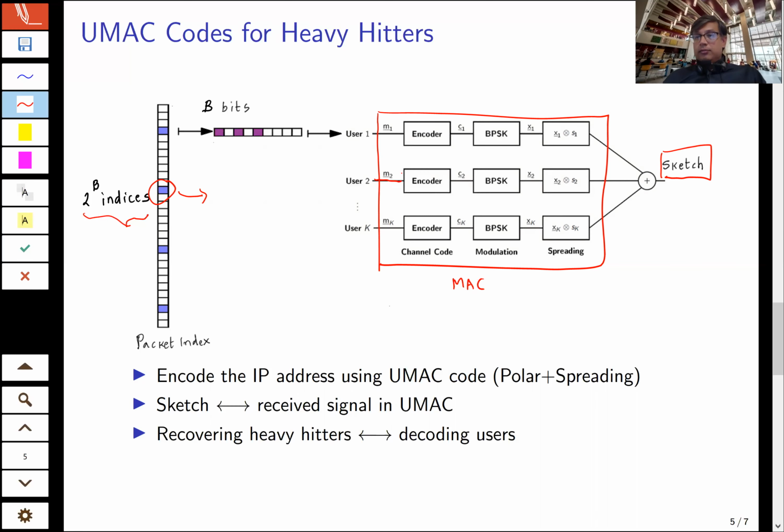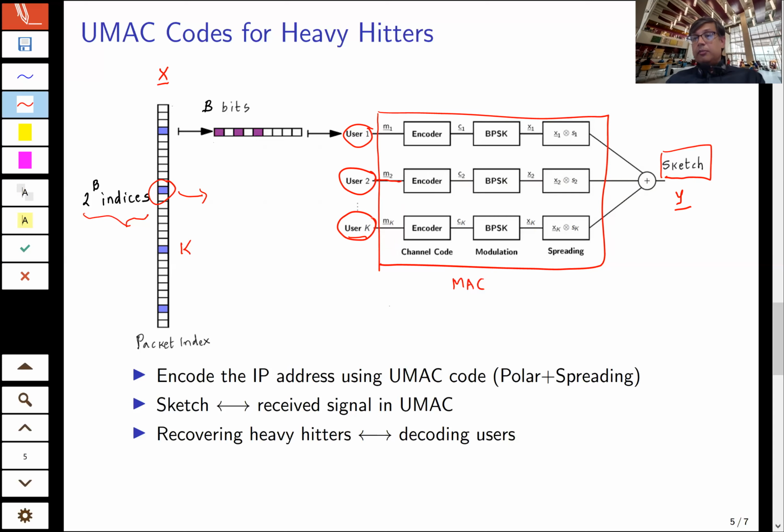So the K heavy hitters that we have here, we can think of each one of those heavy hitters as one user. And in the end, the sketch that we have is actually the sum of the code words corresponding to all these users, which is exactly the same as the output of your multiple access channel. Now, the problem of recovering this vector X from the sketch Y is the same as the problem of decoding these users from Y, which is exactly what we talked about in the last part. And so you can use serial interference cancellation and a minimum mean squared error detector to solve this problem.